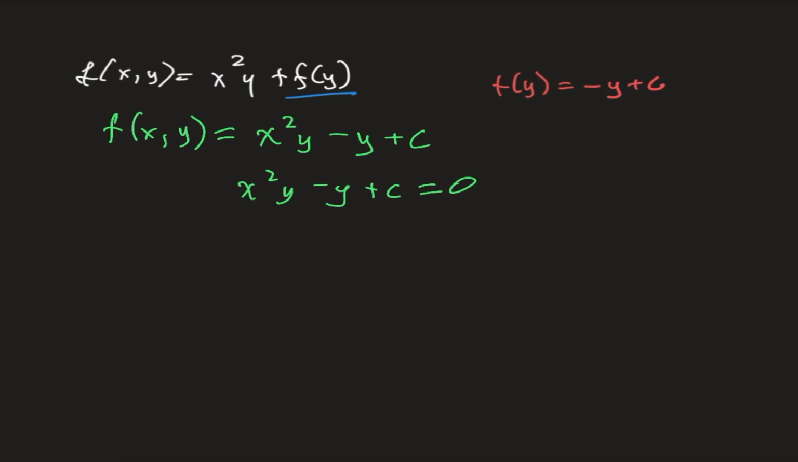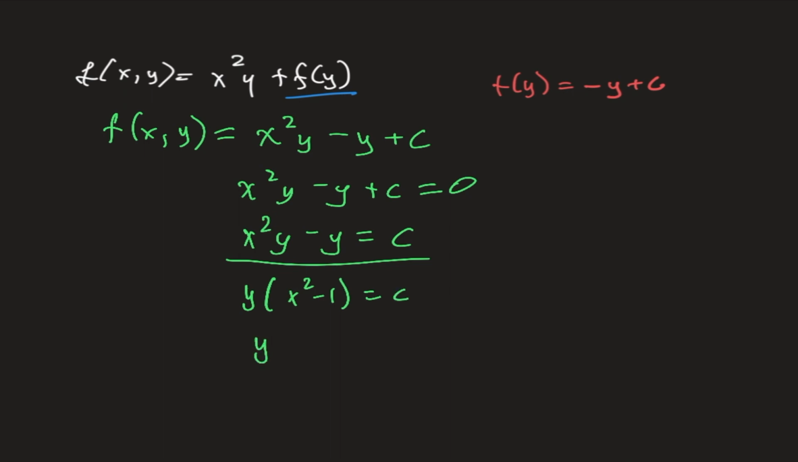If I move the c over to the other side, since c is an arbitrary constant, it doesn't have to be negative. So x squared y minus y equals c. That will be my implicit solution. If I wanted to go even a little further and find the explicit solution, I would just factor out the y, so y of x squared minus 1 equals c. Divide both sides by x squared minus 1, so c over x squared minus 1 would be my explicit solution to this problem.